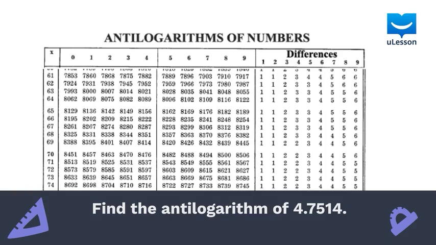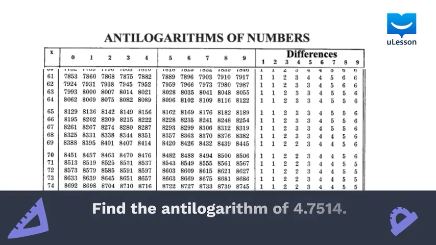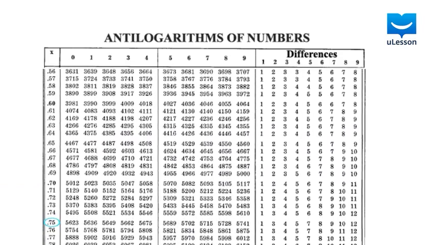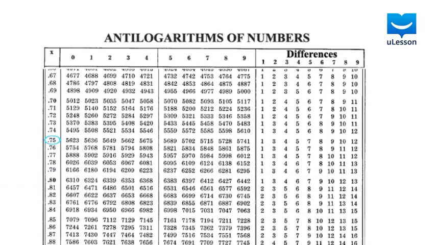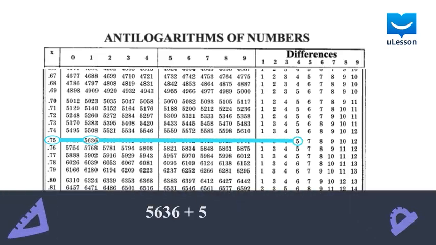Now, in our example, the mantissa is 7514. So we are going to look for 0.75 under the x column. Then we trace along that row and stop under 1. You can see that we have 5636. Then we continue moving on the same row to the difference section and stop under 4. You can see that we have a value of 5. So we are going to add 5 to 5636 to get 5641.